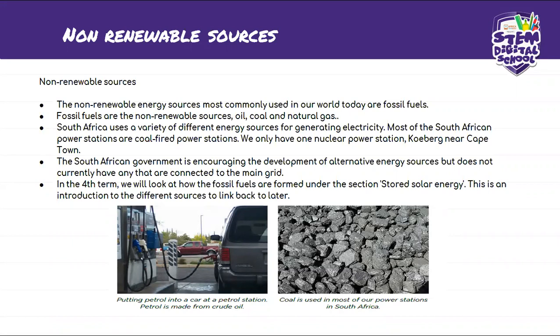So what do we mean here? We say coal is non-renewable. As we continue using it, a time will come when it will be exhausted and will not be replaced. That's why the government is looking for alternative sources. Even though the government is looking for alternatives, there is none that has been linked to Eskom or the national grid that can also provide electricity.